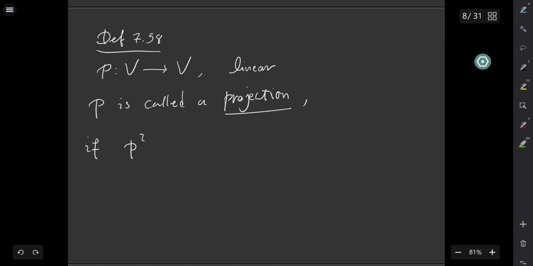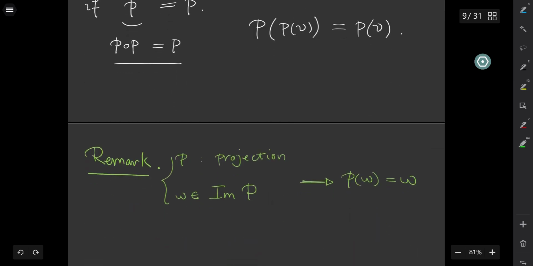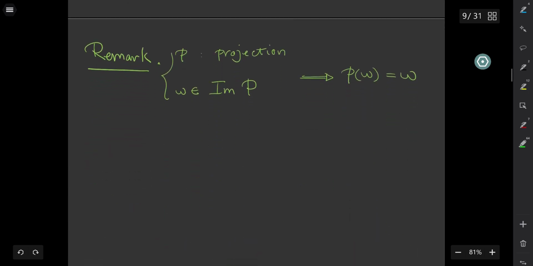If P squared is equal to P. What does it mean, P squared? We mean that P∘P is equal to P. It means that if we apply P on any vector 2 times, it is the same as if we apply it once. Okay, so let's prove one property of this.